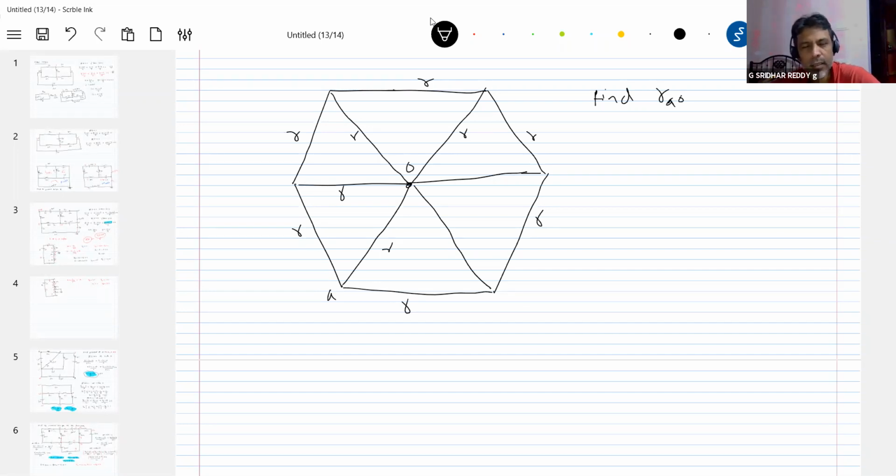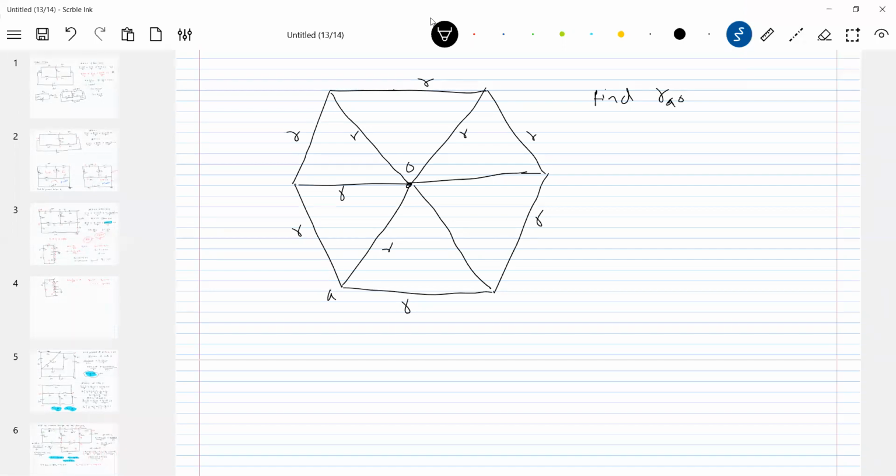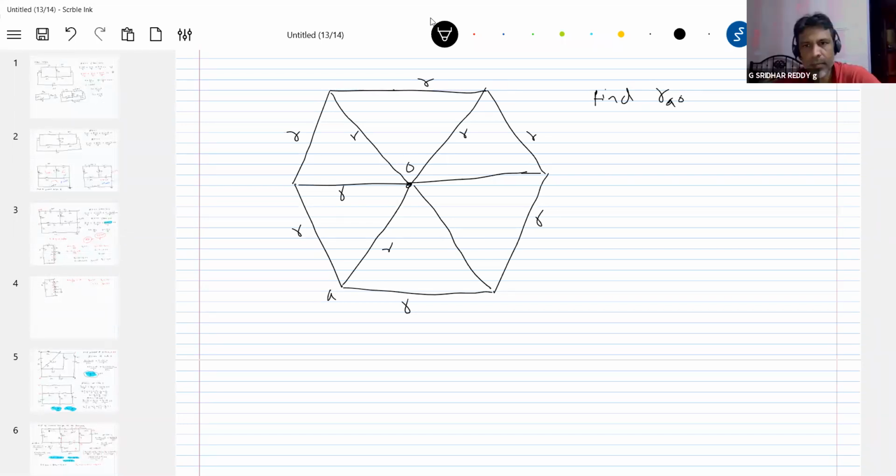Just wait. It's a hexagon, no? Yeah. Wait, I'll come to RAO later on. Let me find RAB. There's one more method. We'll go for RAB one.